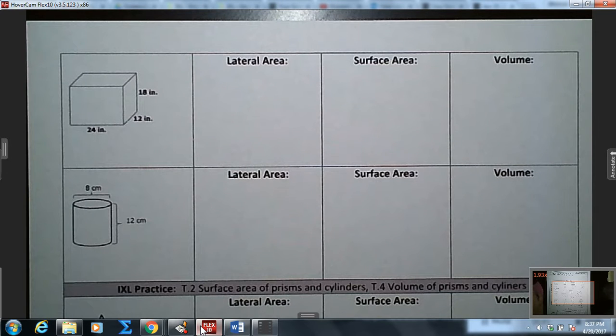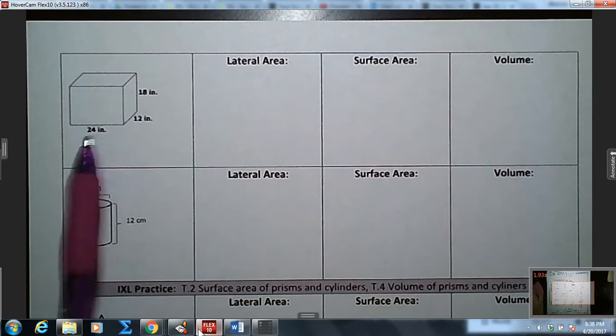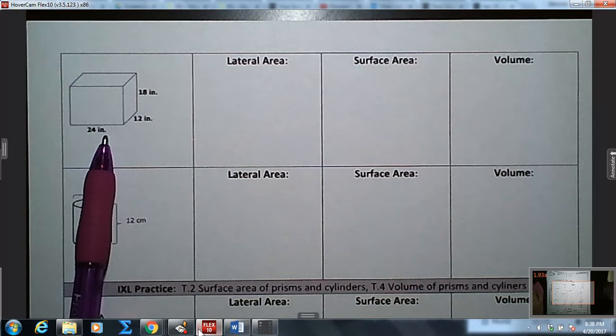Hello students, this is Mrs. Denton. In this short video, we'll be finding the lateral area, surface area, and volume of this rectangular prism.